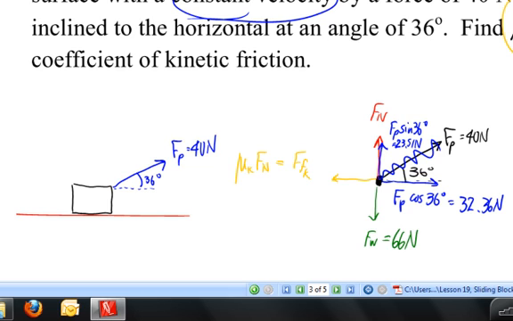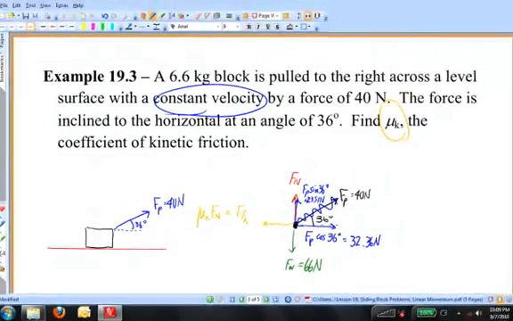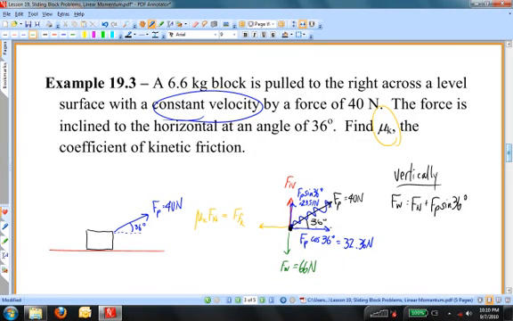So I could actually get a number for the normal force. I know that the normal force plus the upward component of the pulling force has got to be equal to the weight, because there's no vertical acceleration. I could put the numbers into this and figure out what the normal force is. And I get that the normal force is equal to roughly 42.49 newtons.